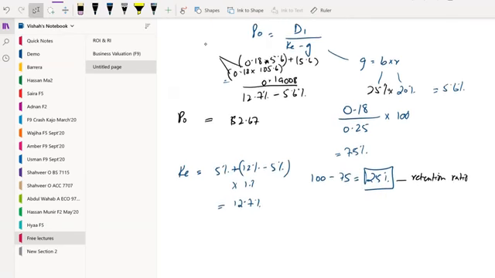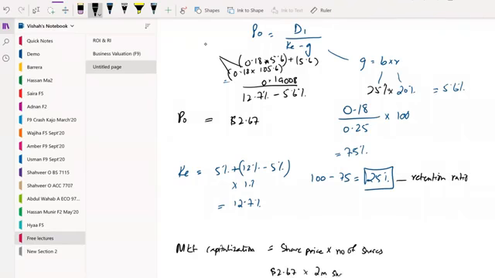Now again we have to compute the market capitalization. Share price into number of shares, 2.67 into 2 million shares, 5.34 million.